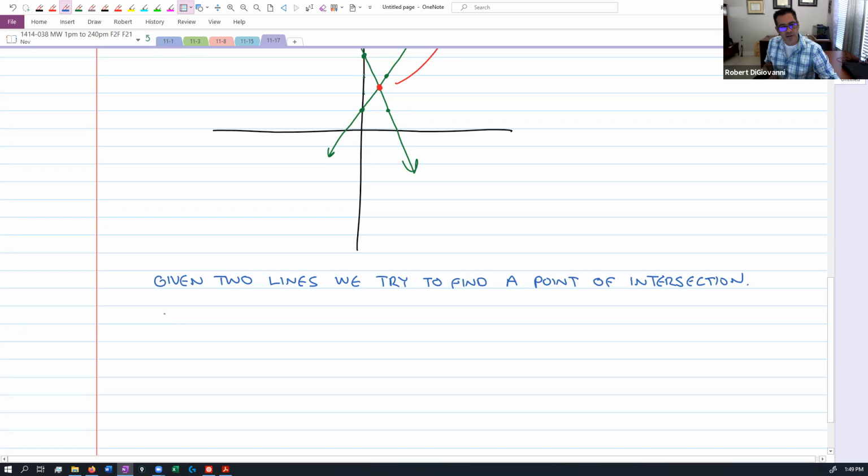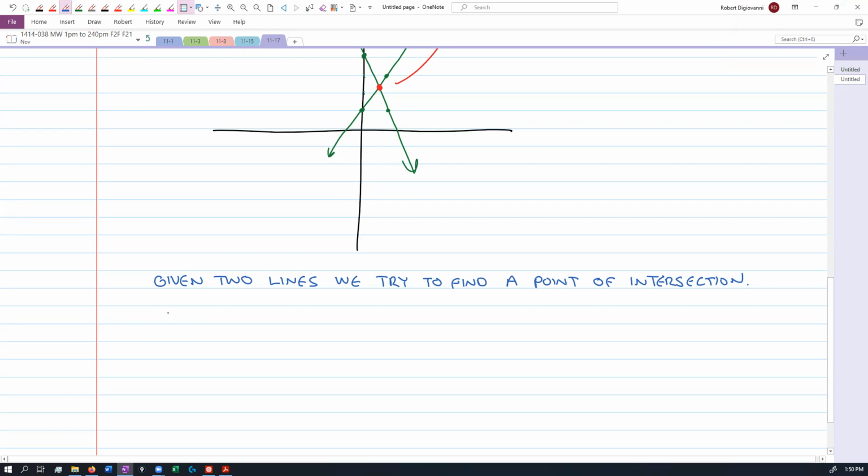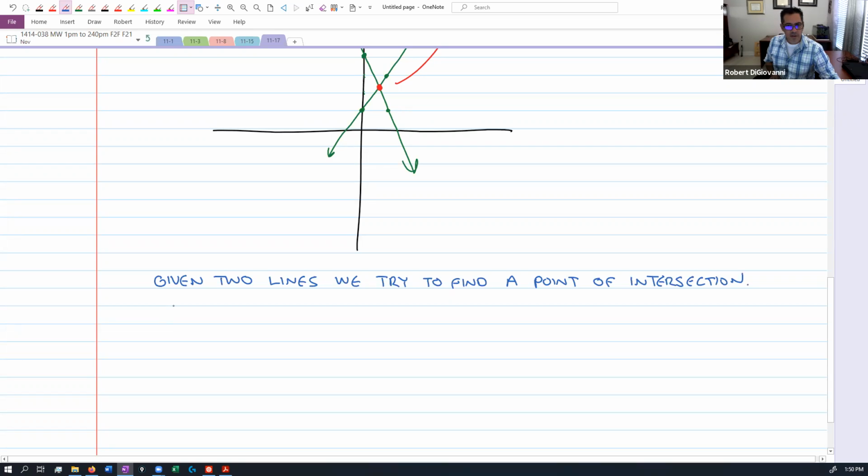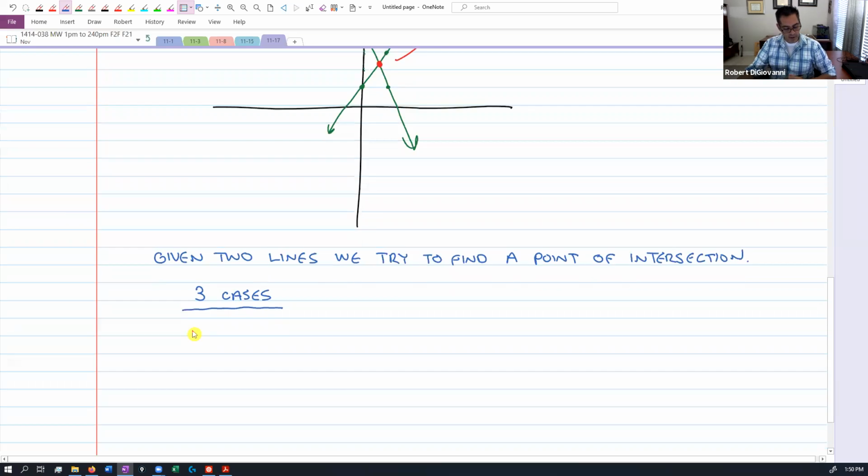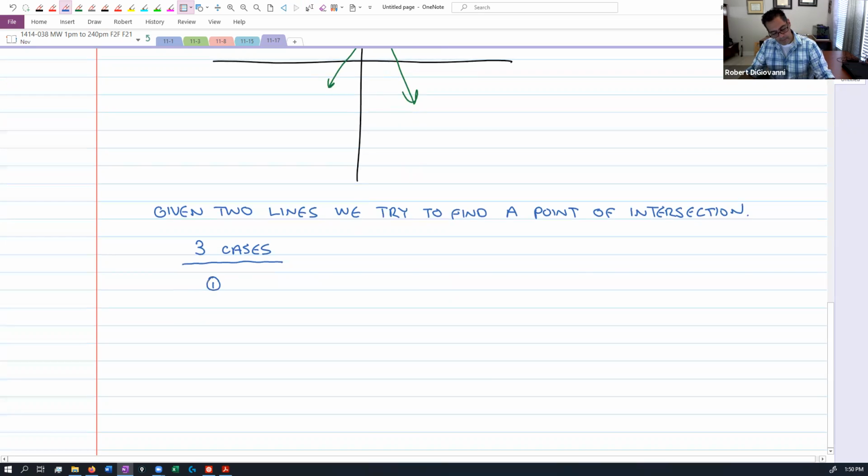Will we always have an answer? No. Okay, when would we not? When the lines are parallel. So there are actually 3 cases we can have when we're trying to figure out whether or not there's a point of intersection. The first case is there is a single point.